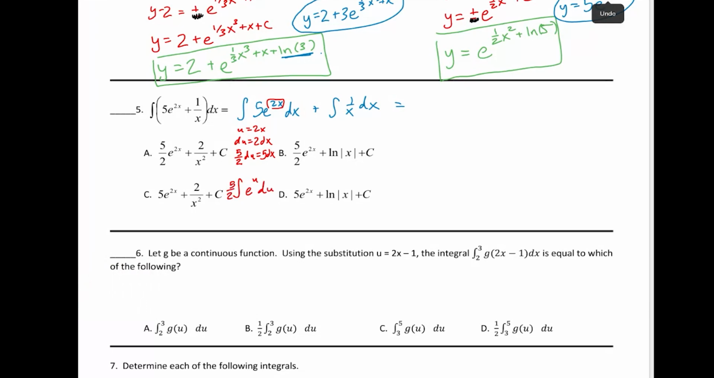halves du, and the integral of e to the u is just e to the u. So I have 5 halves times e to the u plus c. E to the u, since u is 2x, is going to be e to the 2x. So that first integral is going to be 5 halves e to the 2x. And then we have plus that second integral, which is just a basic transcendental that you should know by now, the natural log of the absolute value of x. And then we have plus c. So what's our answer going to be here? Looks like it's going to be B.